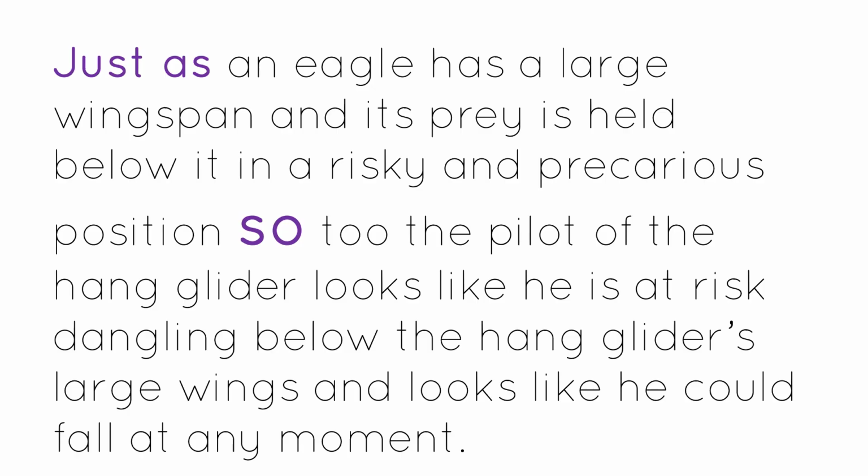So we look at the qualities. The qualities we mentioned were the wings and then the hanging below. So just as an eagle has a large wingspan and its prey, that's the fish, is held below it in a risky and precarious position, so too the pilot of the hang glider looks like he is at risk, dangling below the hang glider's large wings, and looks like he could fall at any moment.